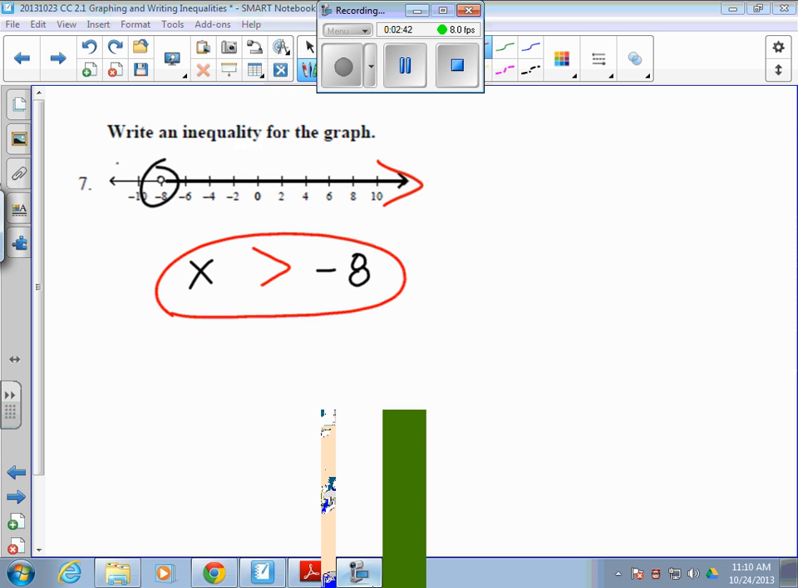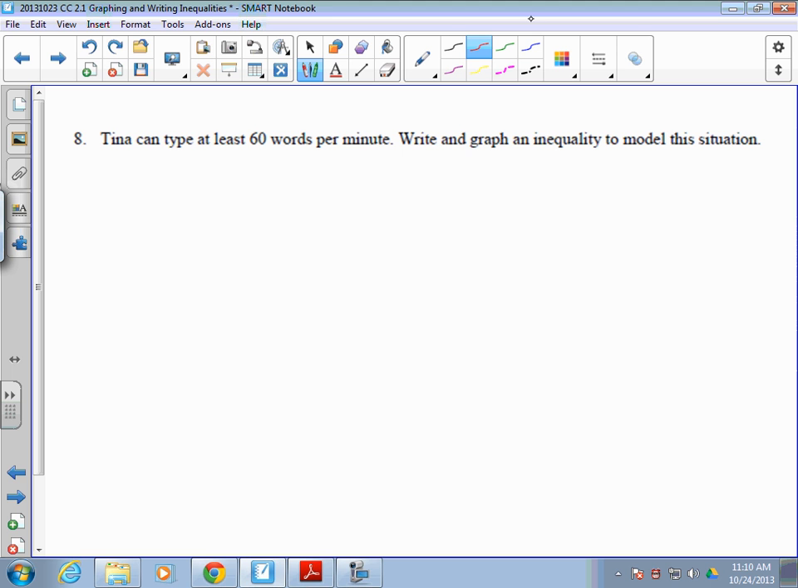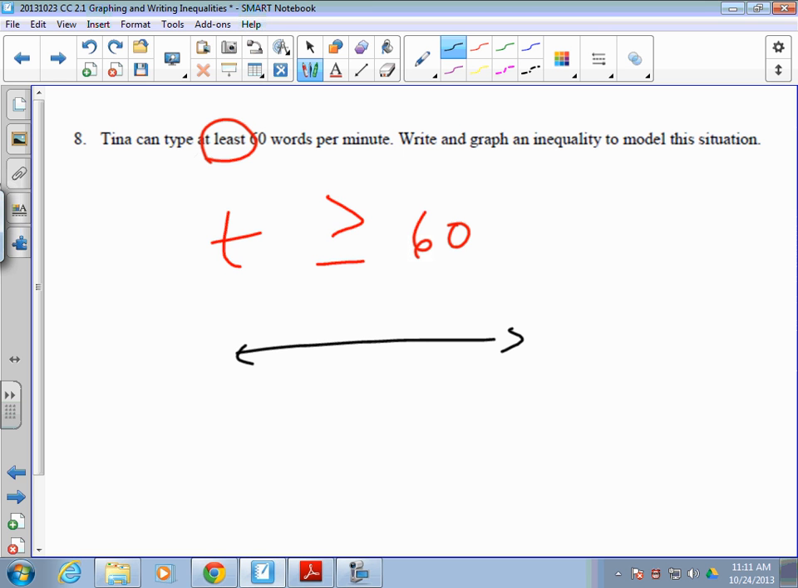Number 8 says Tina can type at least 60 words per minute. There's that phrase at least again. At least means greater than or equal to. So Tina, T, or X, whatever you say, T is greater than or equal to 60 words per minute. There's your inequality. X is greater than or equal to 60, or T is greater than or equal to 60, whatever. Then draw your graph to mimic that.